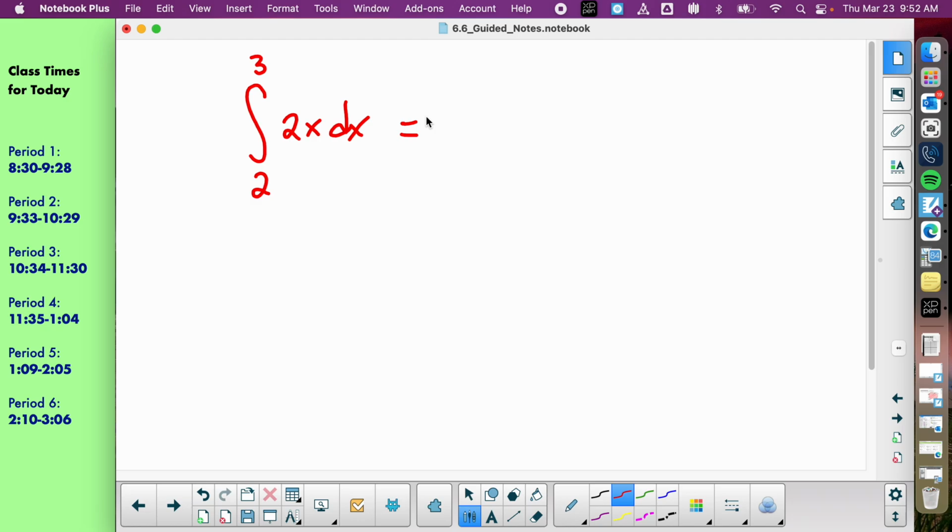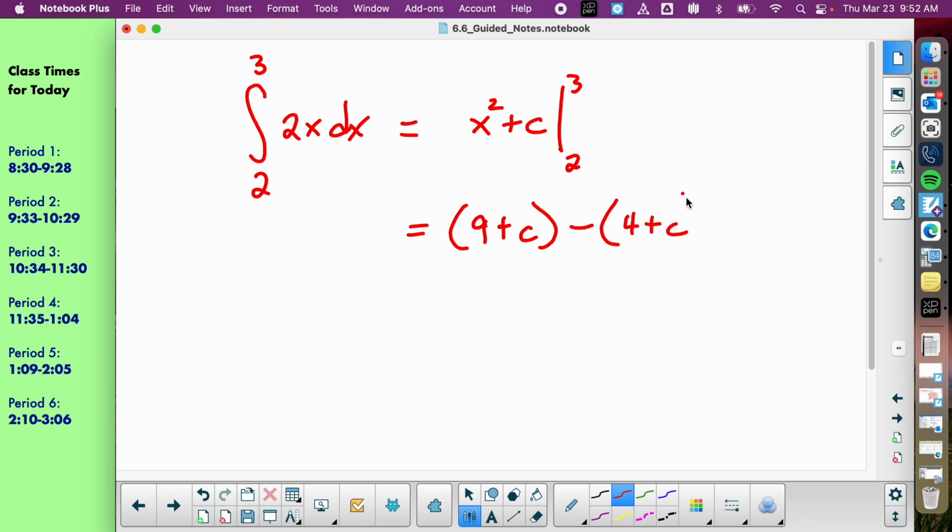On this example, I'll write the plus c. So if I integrate 2x, I get x squared plus c, and I'm going to evaluate it from 2 to 3. If I plug in 3 first, I get 9 plus c. If I plug in 2 next, I get 4 plus c. So if you write the plus c, it will always cancel itself out no matter what.